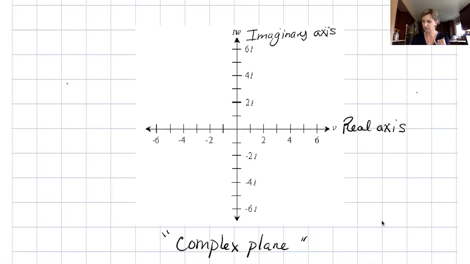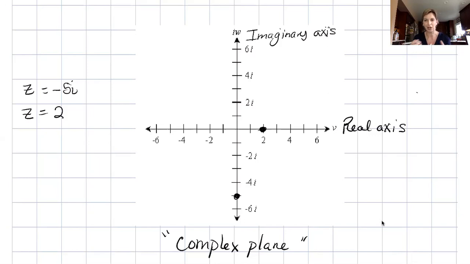Let's go ahead and plot some numbers so you can see how it works. Let's start with negative 5i. There's no real part, just an imaginary part. Then you would just go down the negative imaginary axis and you would be right here at negative 5i. Okay, let's try another one. Let's say we just have a real part and no imaginary part. In that case, you would be on the real axis at 2.